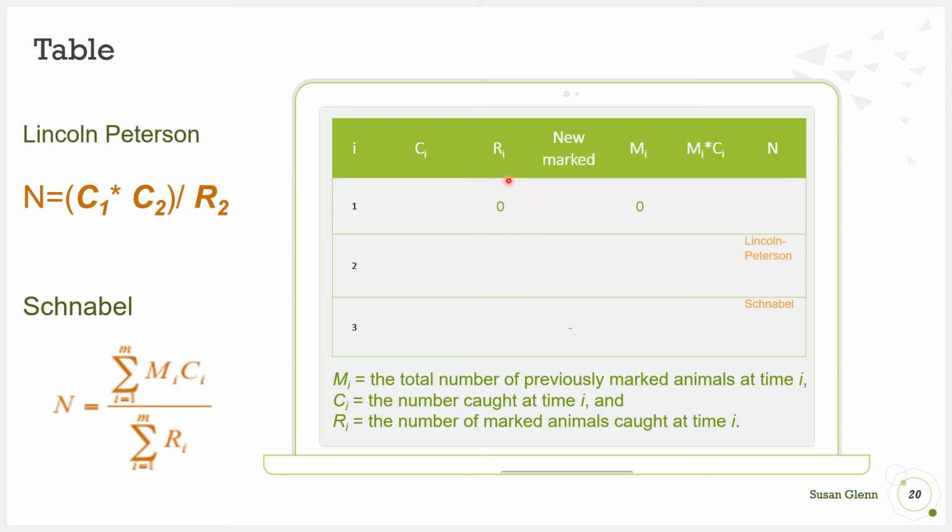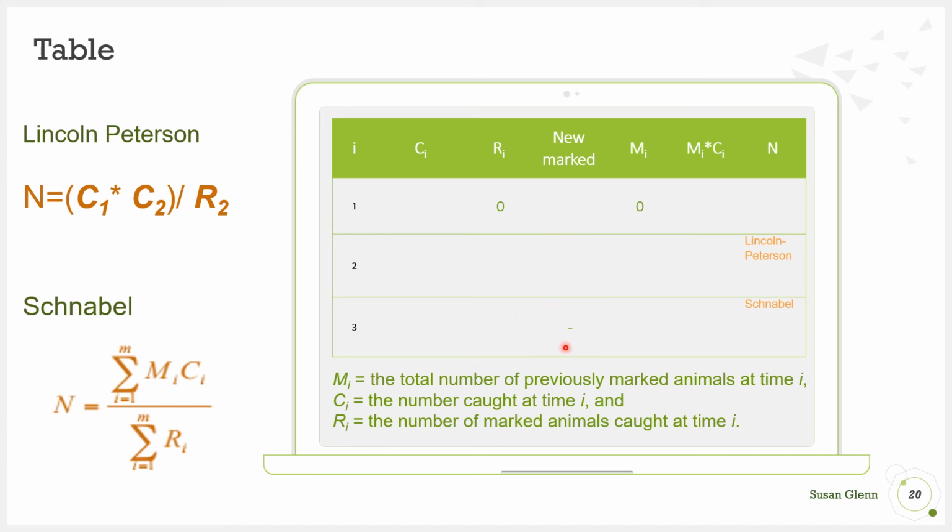Then how many of those caught are recaptured? So 0 obviously in the first sample, but how many had your mark on them? How many did you end up putting marks on? Everything you caught the first time will get new marks, but then this is how many unmarked ones you marked in the second sample.